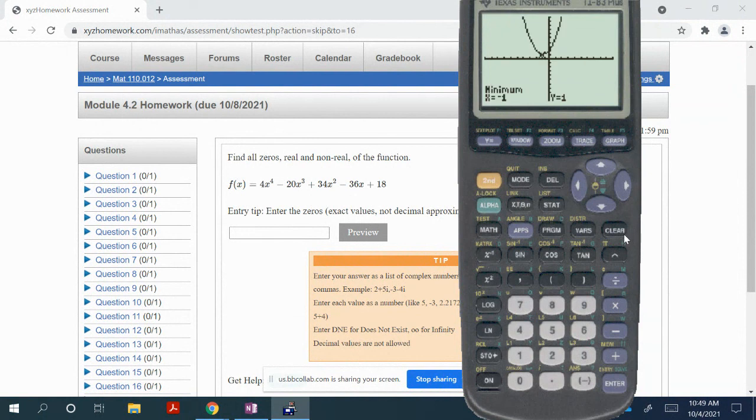I'm going to put this into the calculator. I'm going to go into y equals, clear out y sub 1, and put in the function 4x to the 4th. To put in a 4th degree, you're going to use this caret, our exponent key, which raises that to the 4th power, minus 20x raised to the 3rd power plus 34x plus 18. I'm on a graph. I'm going to hit zoom and 6.